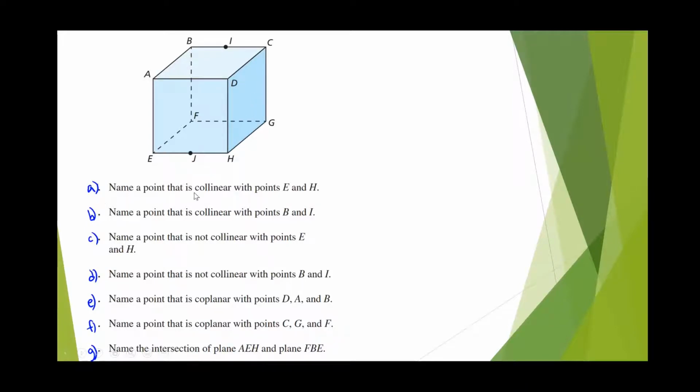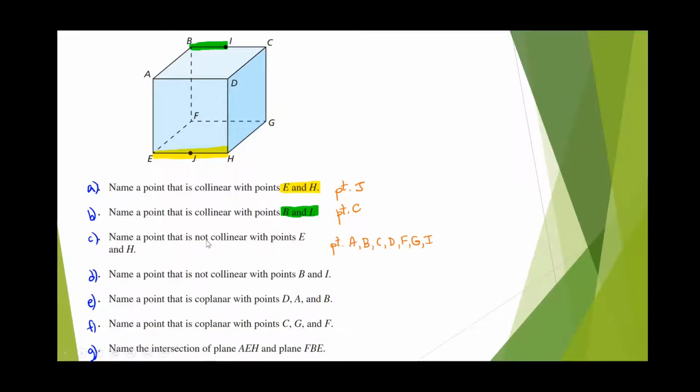Name a point that is collinear with points E, H. So EH, I highlighted E to H in yellow, and we can see J is on the same line, collinear, as those 2 points. So point J is the answer here. Next one, collinear with BI. So BI, I highlighted. What else is on the same line? Well, point C is on the same line.